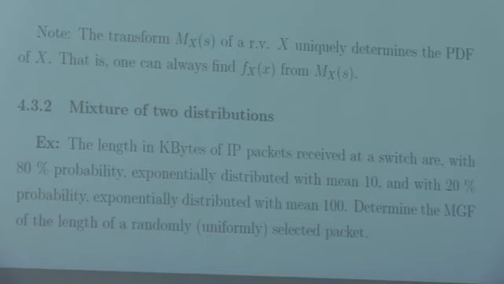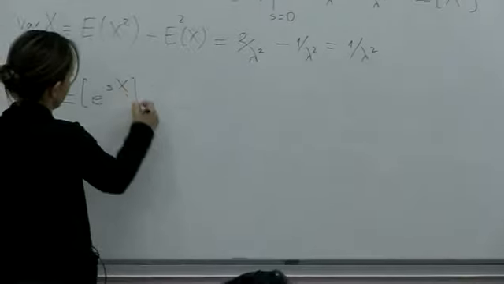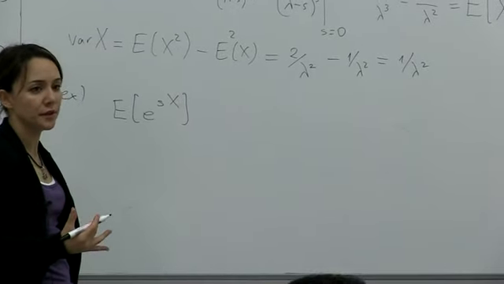So the example setup is the packet length is either exponential with a small mean, 10 kilobytes, or exponential with a large mean, 100 kilobytes. Determine the moment generating function of a randomly selected packet. A randomly selected packet is with probability 0.8 coming from the small packets group, and with 20% probability coming from the large packets group. We need to compute the expected value of e to the sX. Here we'll use our total expectation theorem skills.